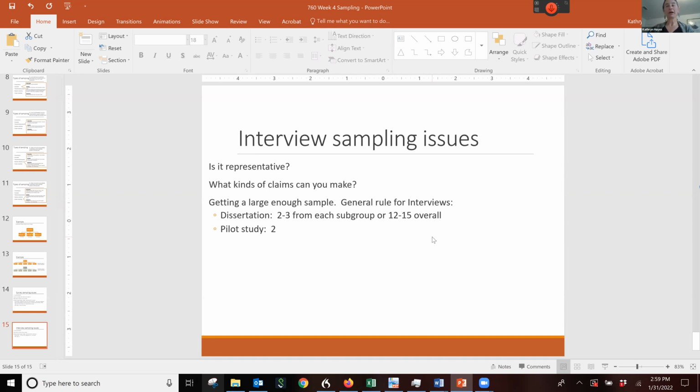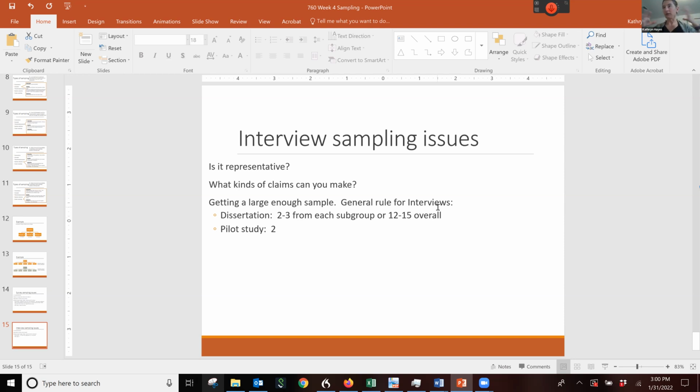Interview sampling issues, you have the same situation. And actually, I've gotten in trouble for this in publications, where you don't want to just say, oh yeah, I interviewed 1 person or 2 people with this characteristic, and they're like this. You really want 2 or 3 from each subgroup in order to make claims, and this is for your dissertation. Generally speaking, for your dissertation, you want 12 to 15 interviews overall for an interview study.